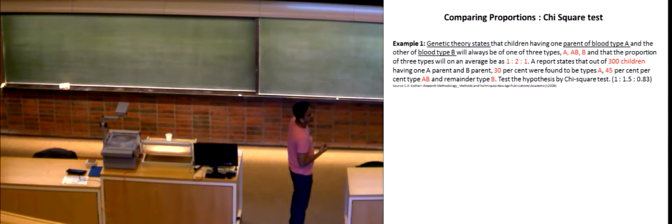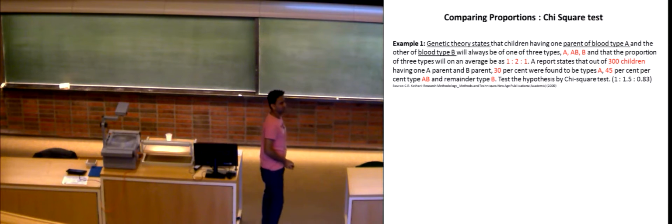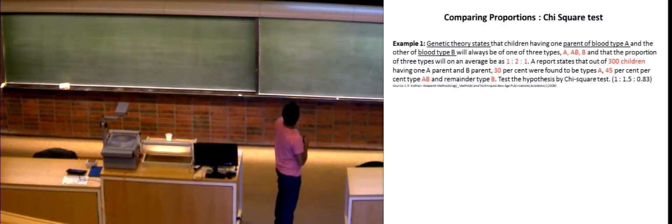It's not a Gaussian distribution. Example. Wow, this is a big example. Genetic theory states that the children having one parent of blood type A and the other of blood type B will always be of one of the 3 types: A, AB, and B. And that the proportion of the 3 types will, on average, follow 1:2:1.